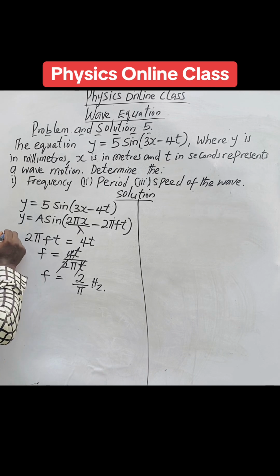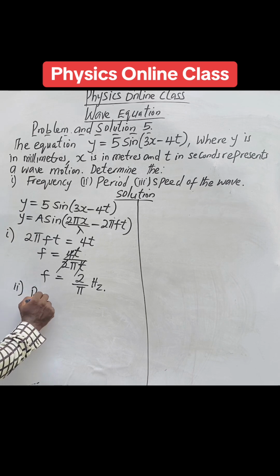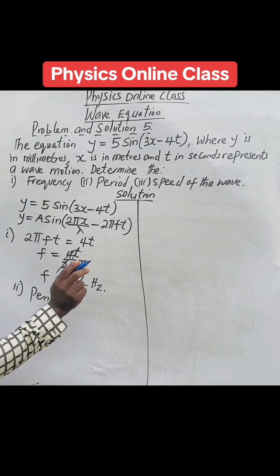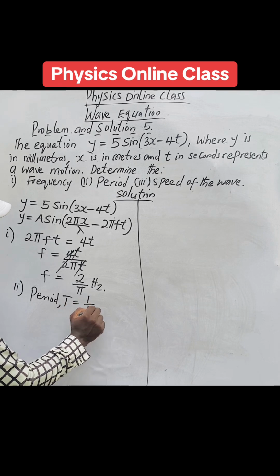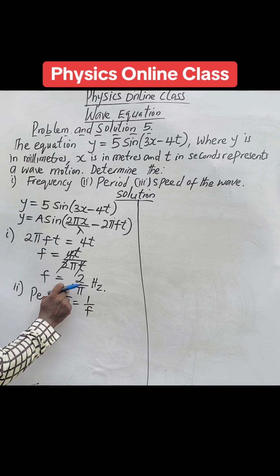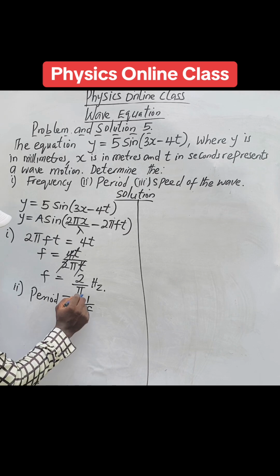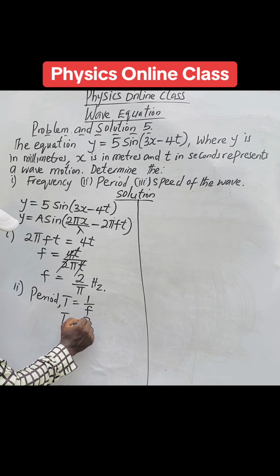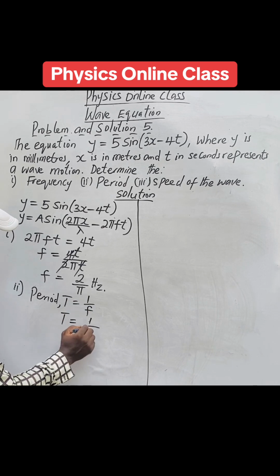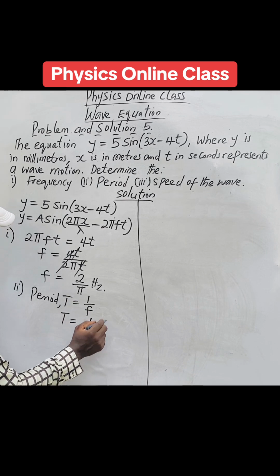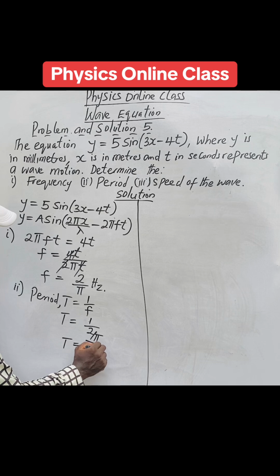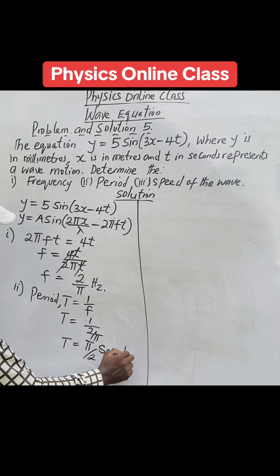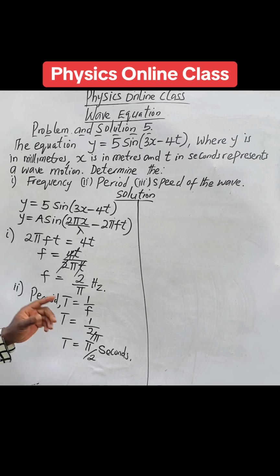So also record this number 1, number 2, the period. T is represented from our terms used in describing wave as 1 over f. That is the period. So now you've gotten your f, so the T will simply be 1 all over 2 over pi. So by inversion, T is equal to pi over 2 seconds. So we've gotten number 1 and number 2.